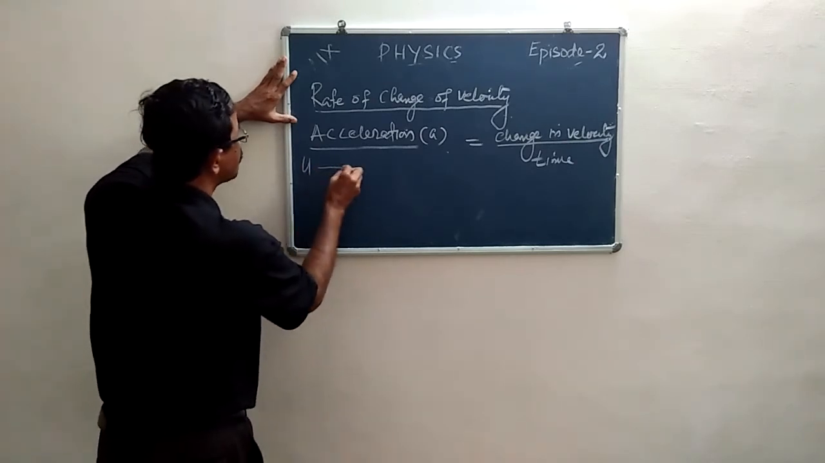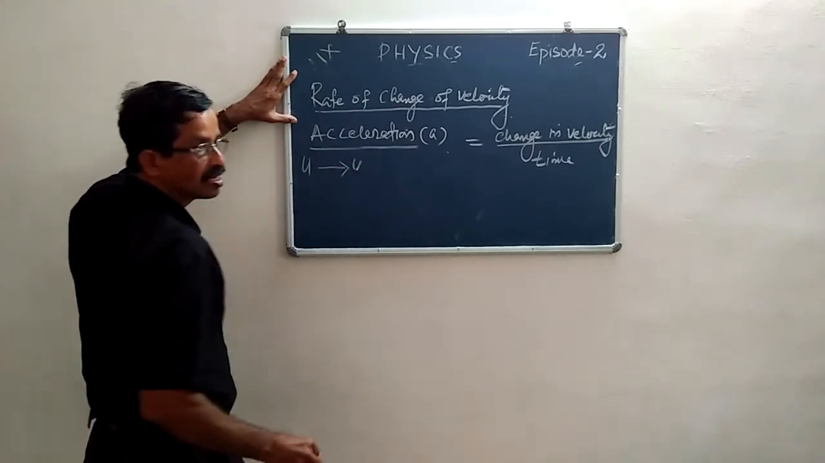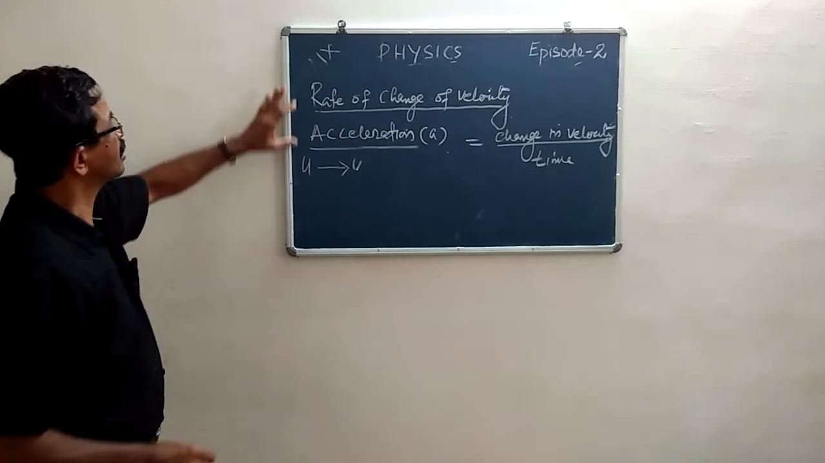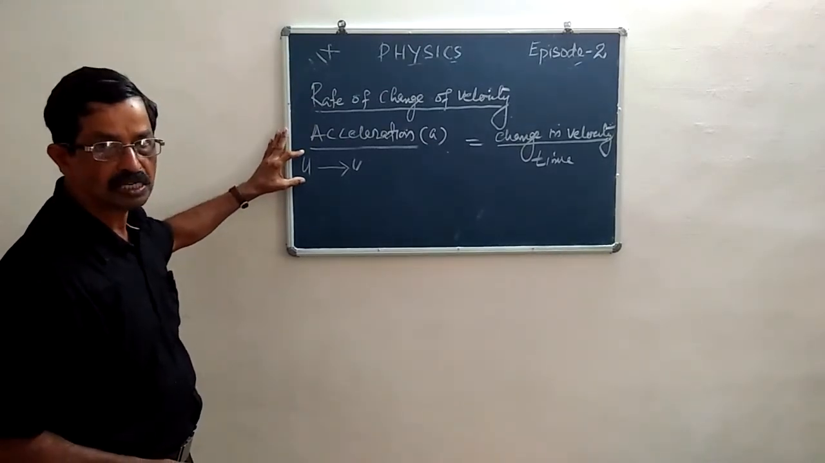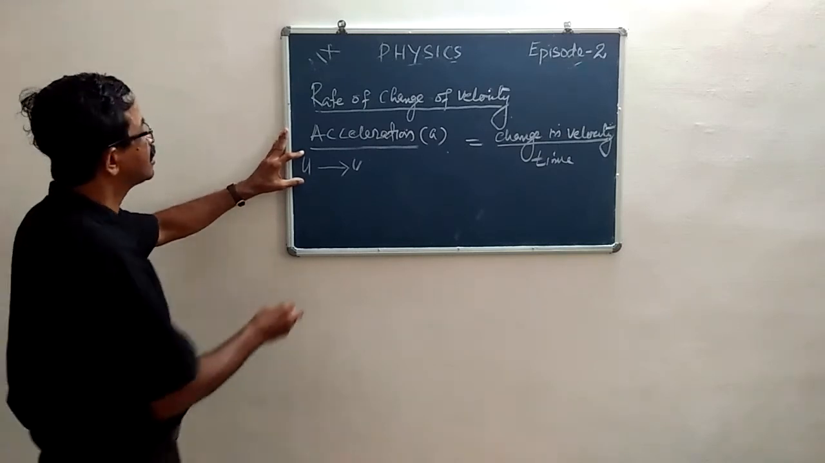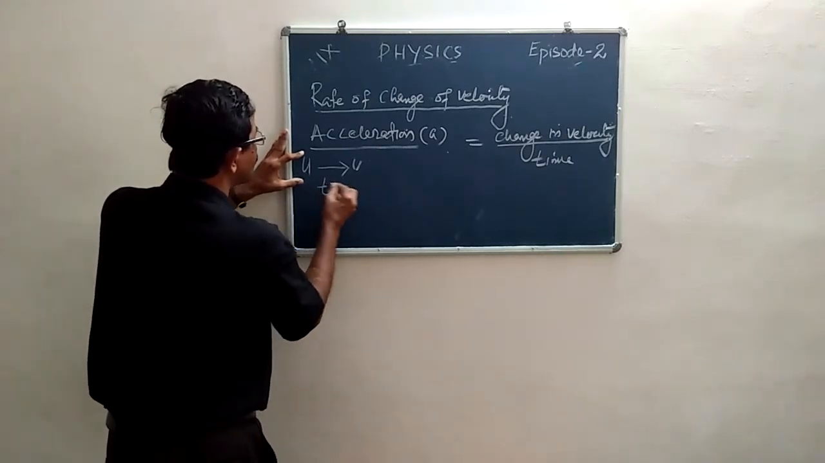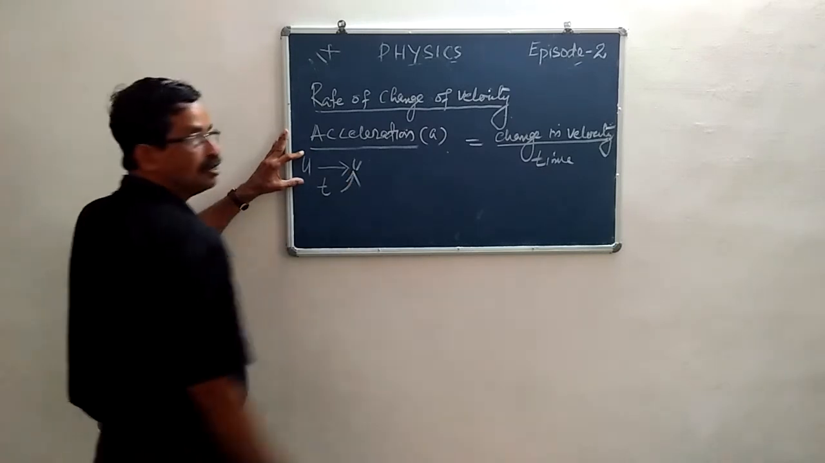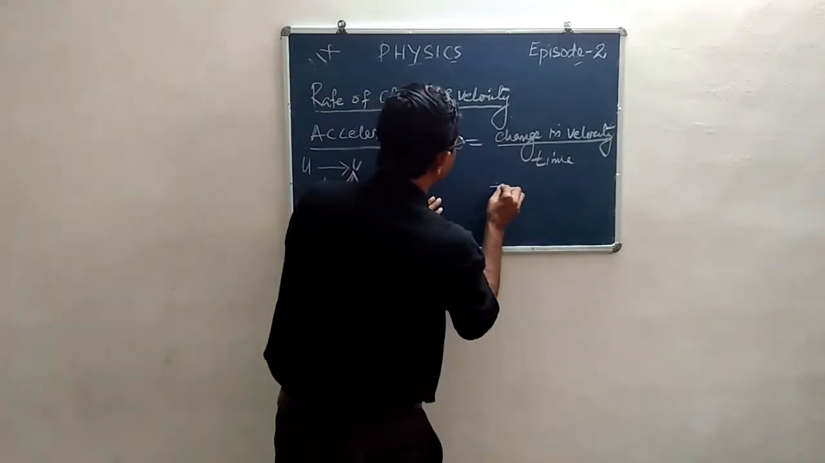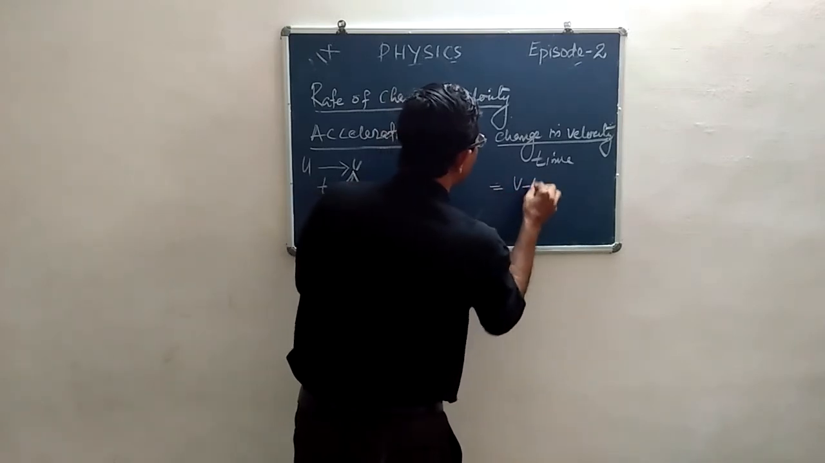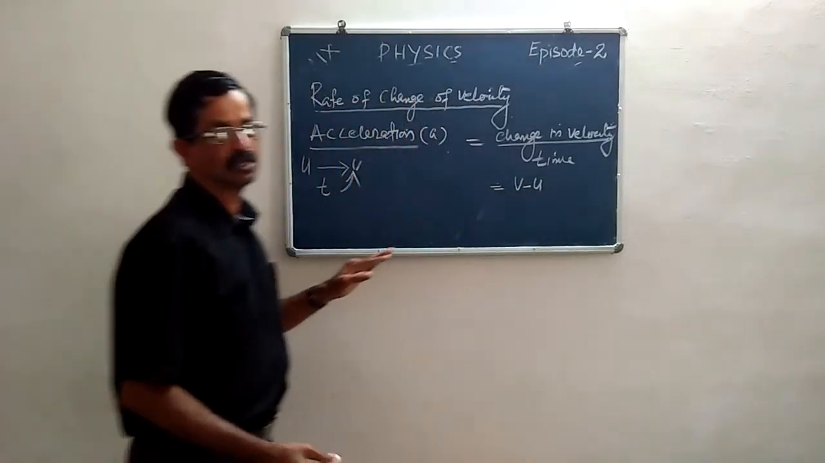and then its velocity becomes v. At first the velocity of a body is u. After time t, its velocity becomes v. Now the change in velocity is v minus u.